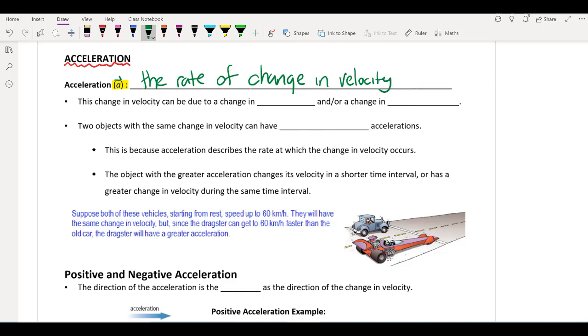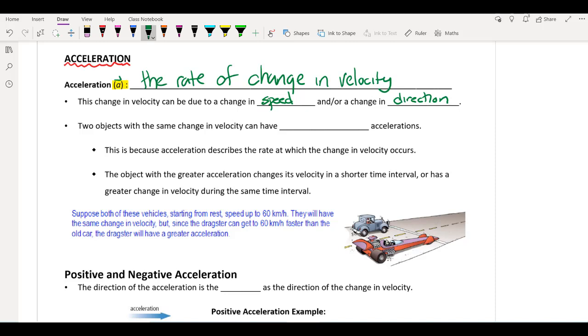Now we can have a change in velocity in three different ways. You can have an object changing its speed, either speeding up or slowing down. That'll give you a change in velocity. Or you can have a change in direction. That would change its velocity as well. And finally, a combination of the two. Change in speed and change in direction could result in a change in velocity.